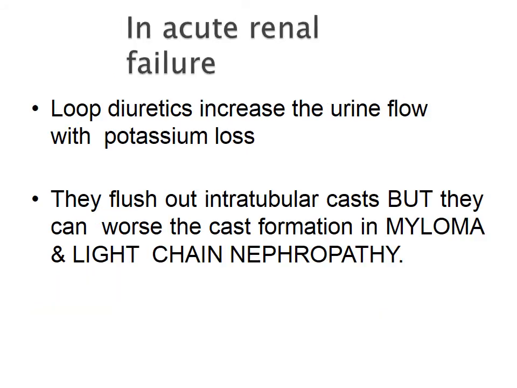Now, in acute renal failure, diuretics increase the urine flow with potassium loss. They flush out intratubular casts, but they can worsen the cast formation in myeloma and light chain nephropathy. The reason is basically that there is an increased level of calcium. So loop diuretics cause calcium loss, so there can be a precipitation of the calcium at that level. So that's why in those conditions you are not going to give the loop diuretic.